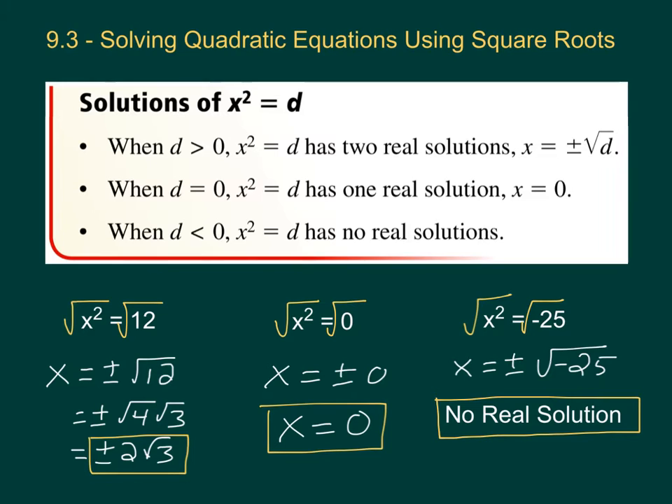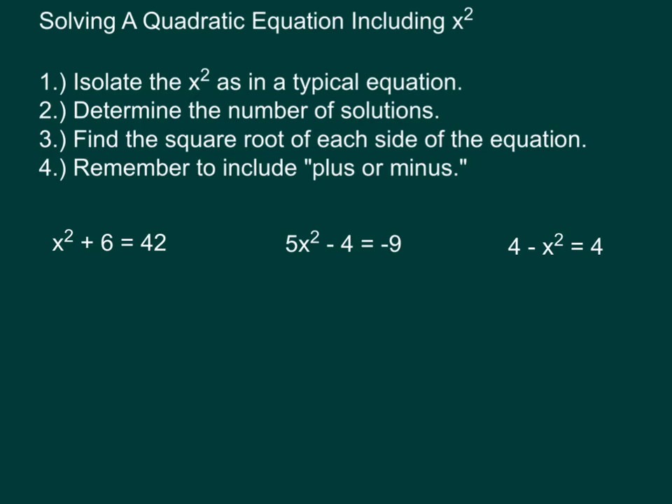And that's when our graph would have no x-intercepts. It was no solution there. We have no solution here as well. All right, let's get some practice in. All right, so let's see how we would solve a quadratic equation, including x squared. The first thing that we're going to do is we're going to isolate the x squared as in a typical equation. So what that looks like is trying to get the x squared by itself.